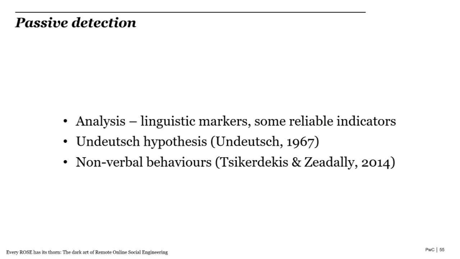So to sum up, in terms of passive detection, defenders can look for linguistic markers. There are some reliable indicators there, potentially. Something called the Undeutsche hypothesis, which basically states that fabricated experiences will be different than genuine experiences, and non-verbal behaviors as well. So this is more about the metadata of communications, about the frequency of posting, what is posted when and how often. There's some research that suggests that those kinds of non-verbal indicators can also indicate deception.